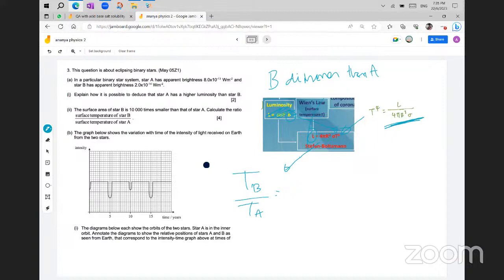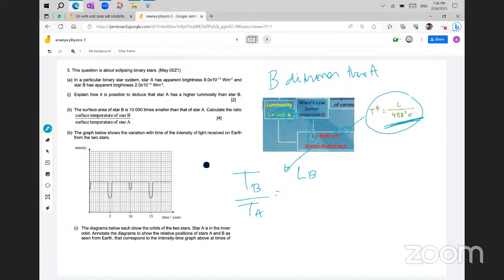Now, again, I'm asking you to not care that you don't understand this formula. What the heck? I'm asking you to just use it like math. Just use it. You want TB over TA. Can you apply? Okay, watch me apply. LB must be the luminosity of B. Correct. Must be.